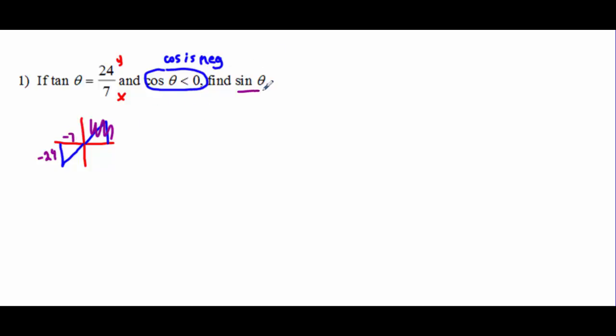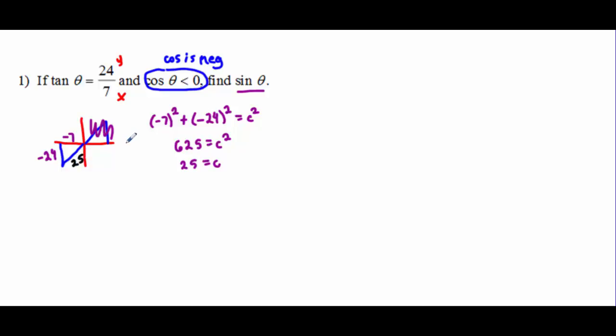So to find sine, which is what my question is asking, I need opposite over hypotenuse. So I know opposite is negative 24, but I don't know the other side, so I'm going to have to use the Pythagorean theorem. So a squared plus b squared equals c squared. So negative 7 squared plus negative 24 squared is 625. And then I square root both sides and I get 25. So that means my hypotenuse over here is 25.